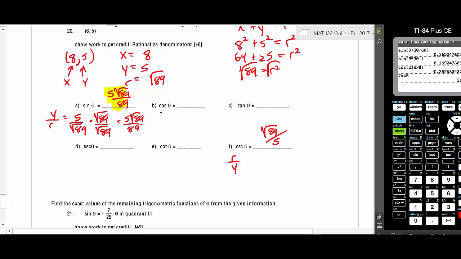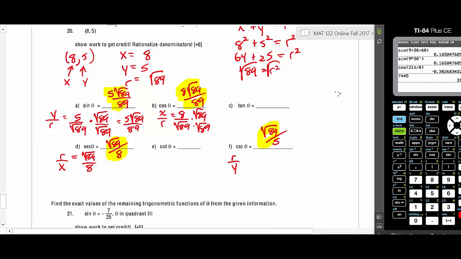Okay, next one, the cosine is x over r. So that would be 8 over root 89. And then the secant is just r over x. So that would be root 89 over 8. Okay, so that would give you the answer to the secant. And then we just need to rationalize the denominator. And you can do that in your head if you want to. That would be 8 root 89 over 89. So that would be your solution to your problem.